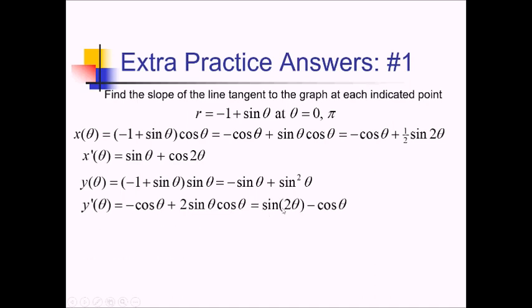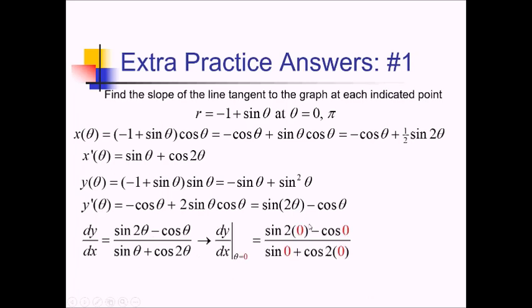All right, so I've got sine of 2 theta minus cosine of theta. There we go. I just wrote it in a different order. And now I can write the dy over dx formula. So that's going to be y prime of theta over x prime of theta. So sine of 2 theta minus cosine of theta over this one up here, sine of theta plus 2 cosine of theta. And now I'm just going to plug in 0 and pi. So let me plug in 0 first for all the thetas. So if I plug in 0 for all those thetas, let's see what this simplifies to.